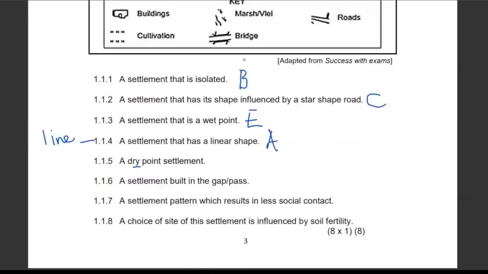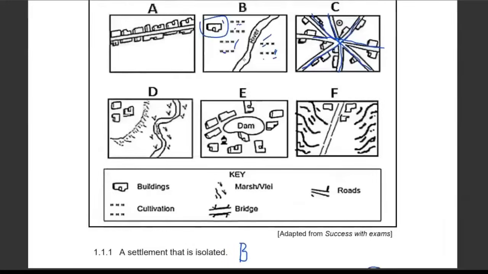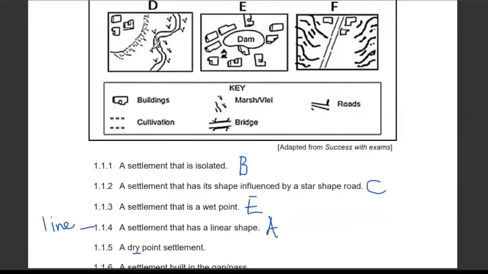Then number 5, a dry point settlement. We've explained what a dry point settlement is. If we check here, this is a swampy area. We can see this is a marsh or a vlei, and this settlement is on a high-lying area. So it means this settlement was established here because this area is prone to flooding. This area is a swampy area, it's a vlei, and there is a risk of flooding in this area. That is why the settlement was established on this high-lying area.